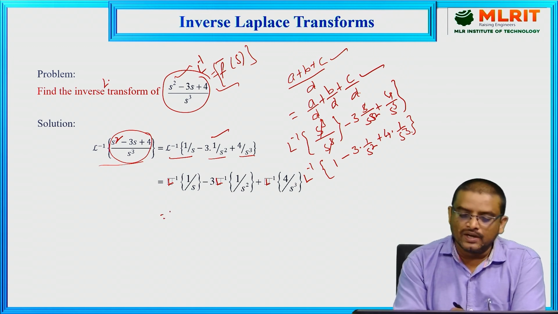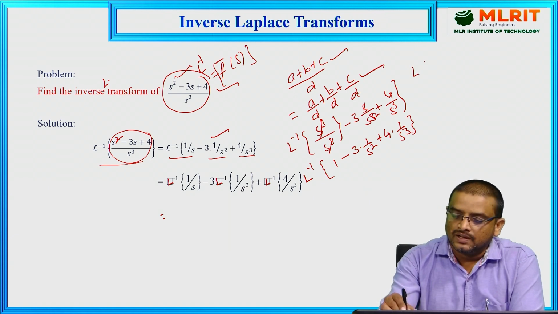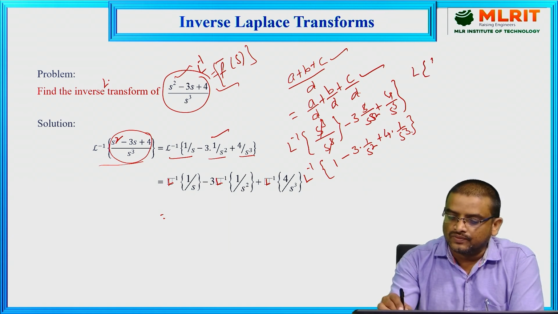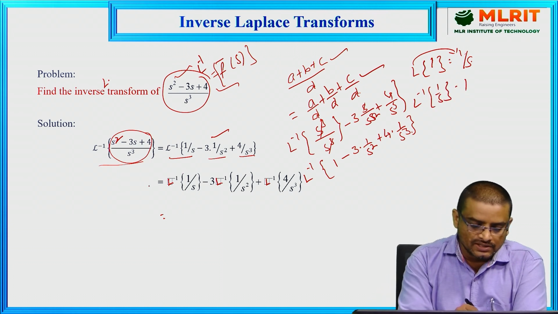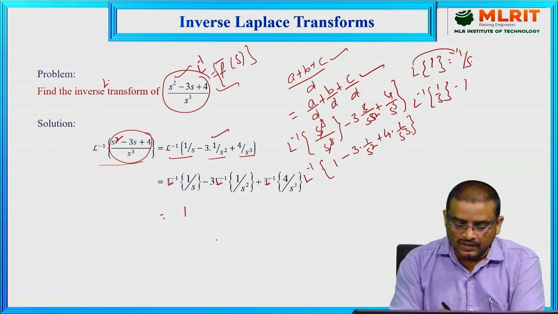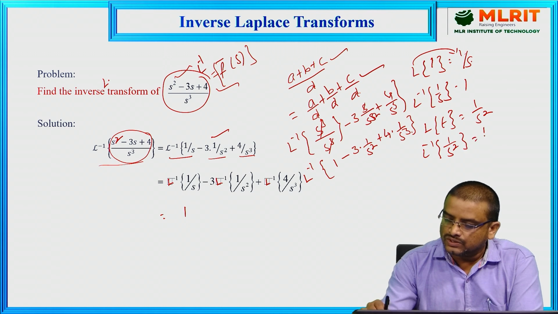So just now we have seen L inverse of 1 by s. We have the formula: Laplace transform of 1 is equal to 1 by s. You send this L to this side, it becomes L inverse of 1 by s is equal to 1. So in this we can take this value is equal to 1. And here we have the Laplace transform of t is equal to 1 by s square. Now send L to this side, you will get L inverse of 1 by s square is equal to t.